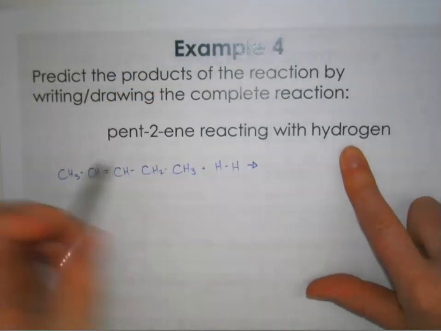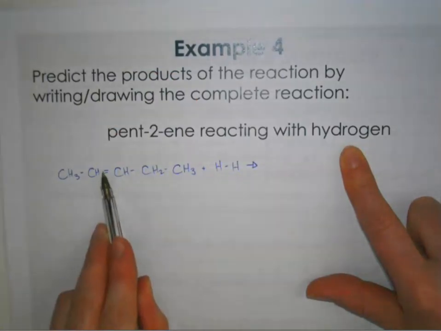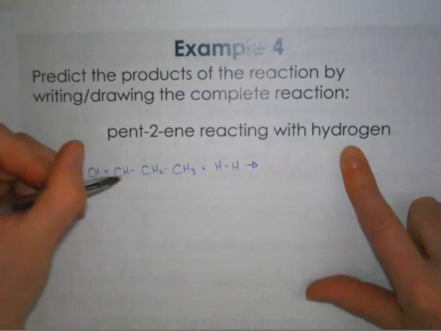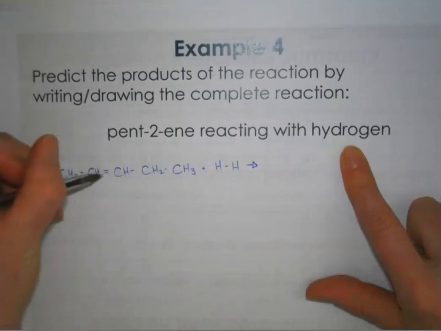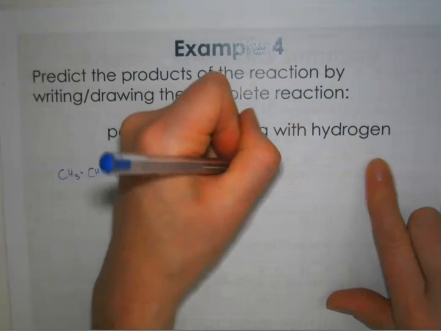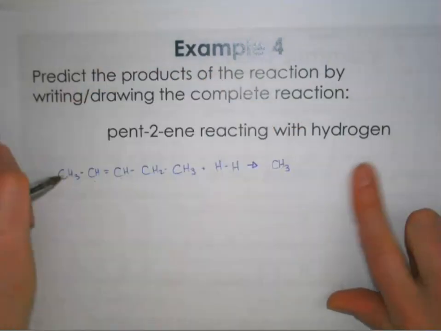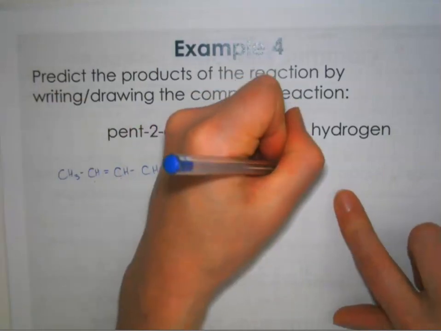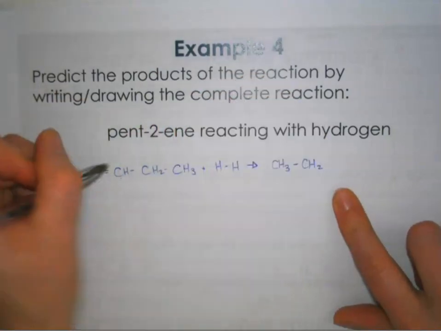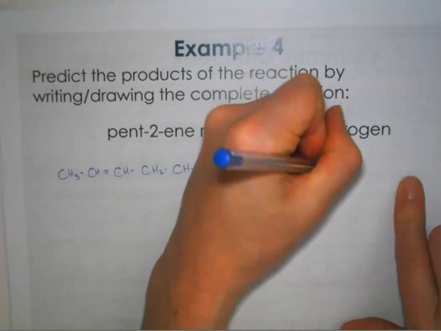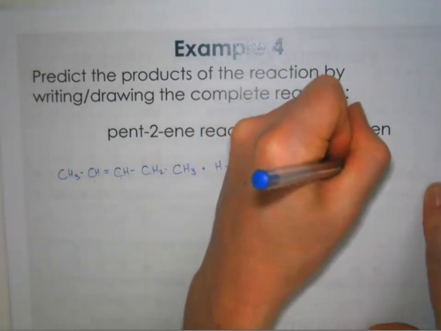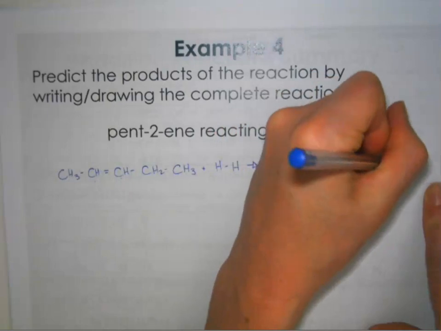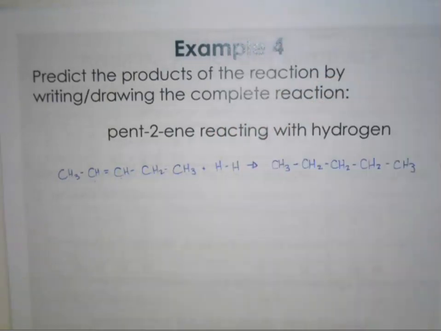And what's going to happen? Each hydrogen is going to replace one end of the double bond here. So we're going to end up adding a hydrogen here and adding a hydrogen there and removing our double bond. So we're going to end up with CH3, now this is going to be CH2, the other one is going to be CH2, and then the ending stays the same, so CH2, CH3. So we end up with just plain pentane.